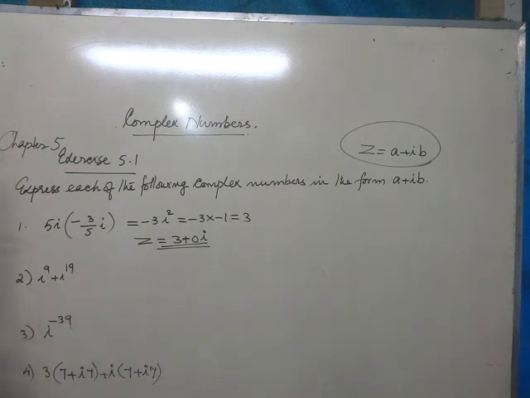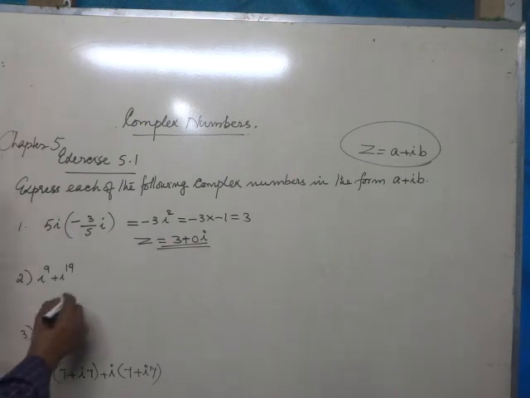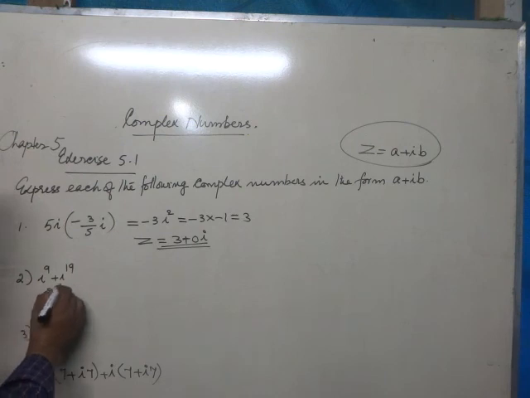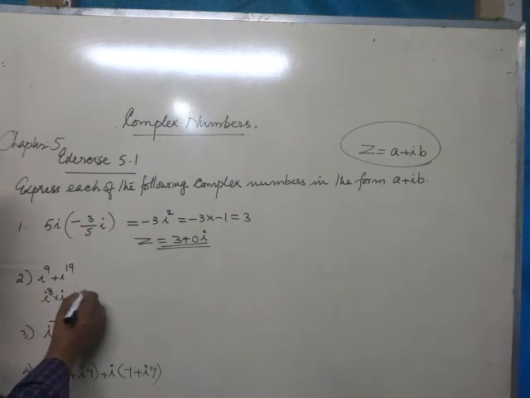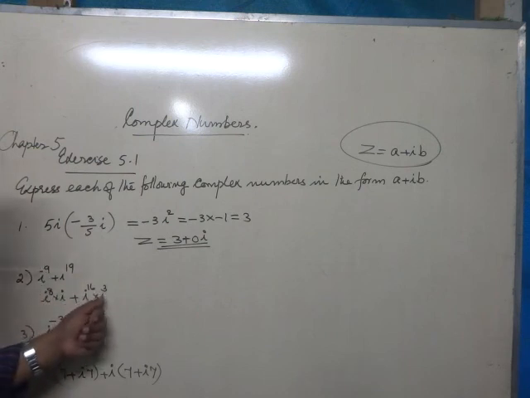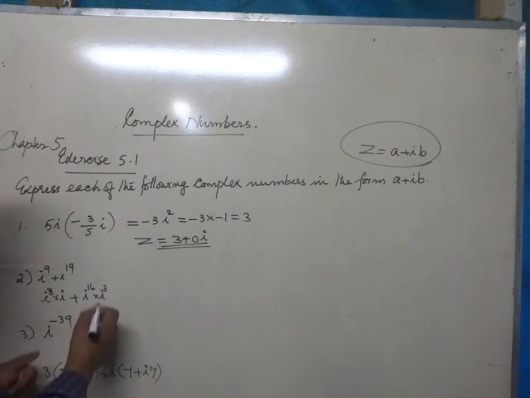Now question number 2, i raised to 9 plus i raised to 19. Now we can write this i raised to 9 as i raised to 8 into i, and this one as i raised to 16 into i cube. i raised to 8 into i raised to 1 is equal to i raised to 8 plus 1, that is i raised to 9. i raised to 16 into i raised to 3 is equal to i raised to 16 plus 3, that is i raised to 19.